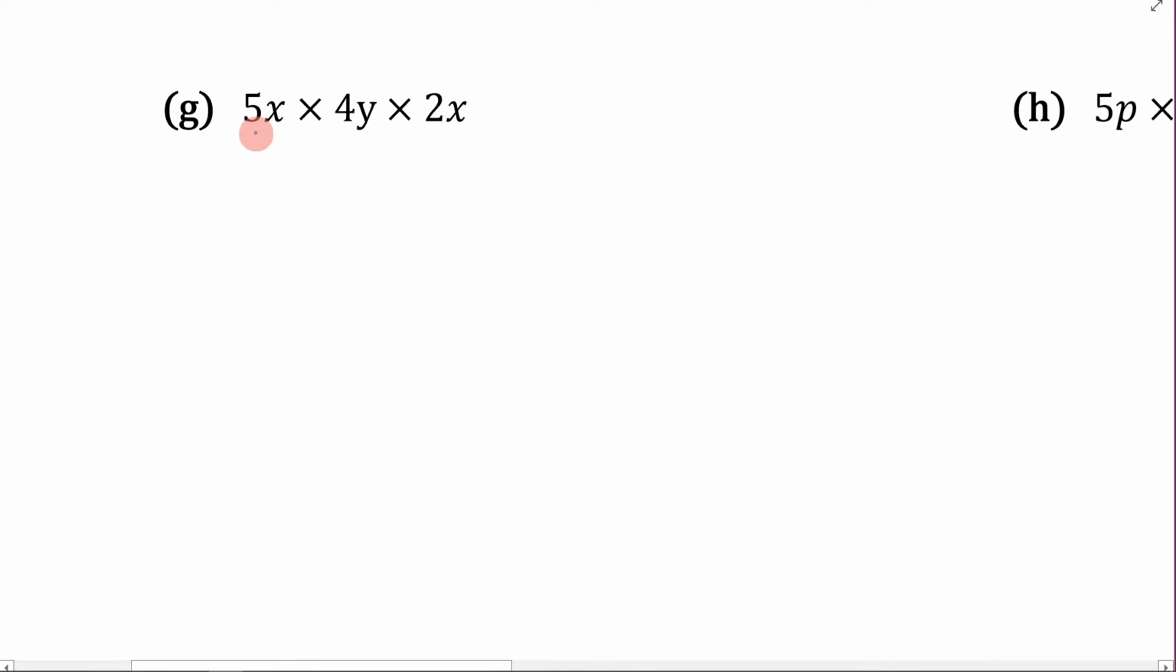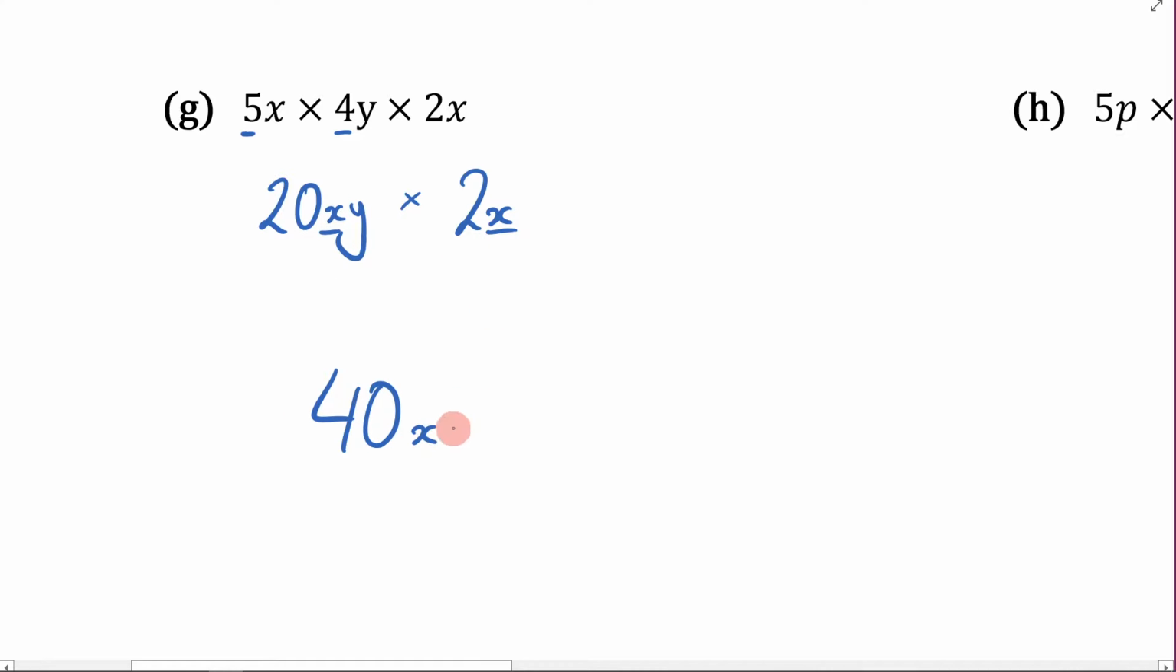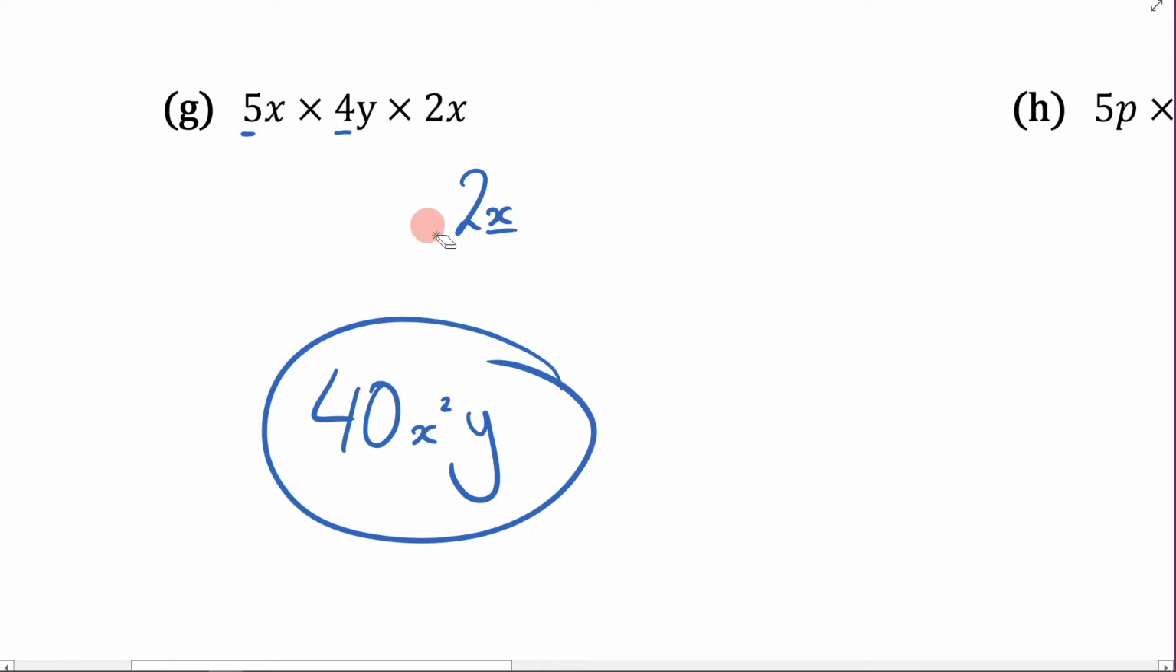Now this is going to be 5 times 4 is 20, and then X and Y. And then I still have to times it by 2X. 20 times 2 is 40. Now I've got an X and an X. That makes it X squared Y. You didn't really have to do this step here. You could have just gone like 5 times 4 is 20, times 2 is 40, and then X times X is X squared, and then Y, put a Y there.